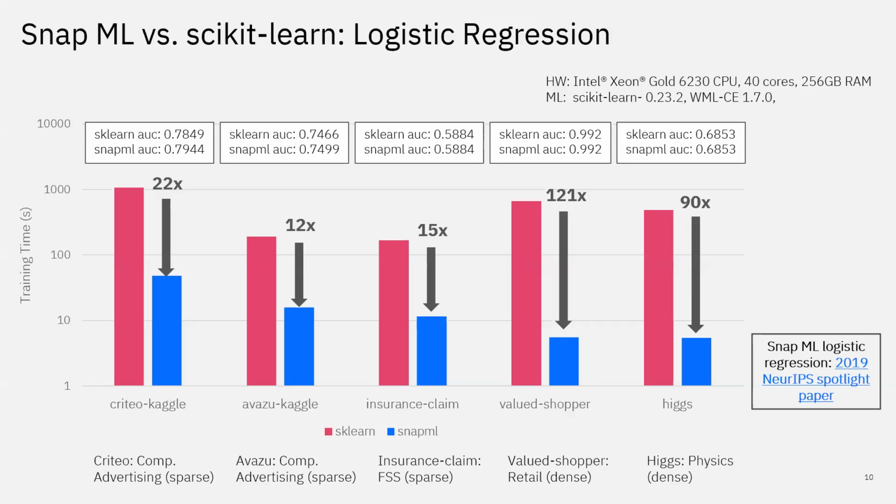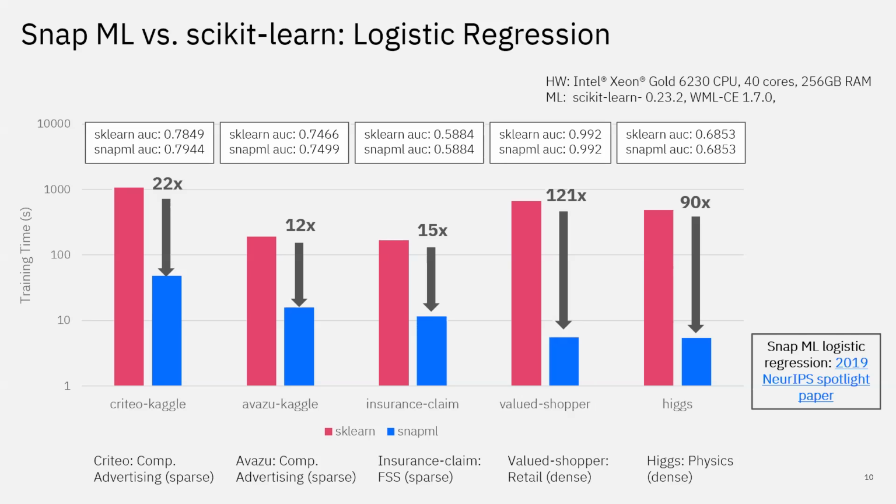So firstly, we have a benchmark comparing SnapML against scikit-learn for logistic regression, a very popular generalized linear model. We have 5 different data sets here. They involve various different use cases: computational advertising, financial services, retail, as well as scientific computation, the Higgs dataset. And we deploy SnapML on a fairly powerful server here, but we're only using 4 threads for each model, both for scikit-learn as well as SnapML.